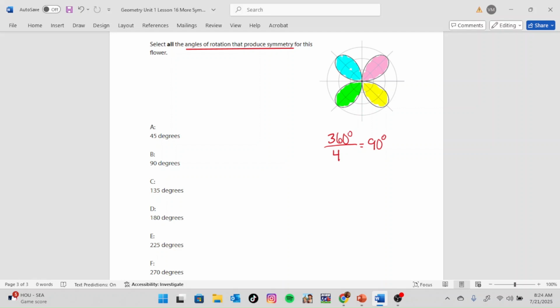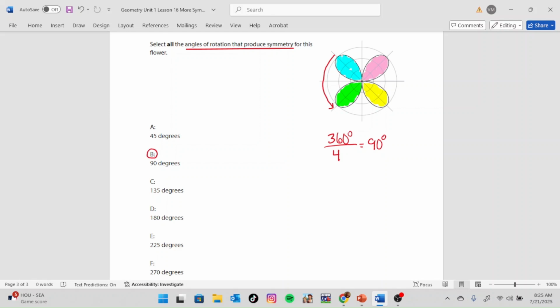So the first rotation, I'm going to concentrate on this blue petal. If we rotate 90 degrees, then the blue petal would now be where the green petal is. So that means B is a correct answer.